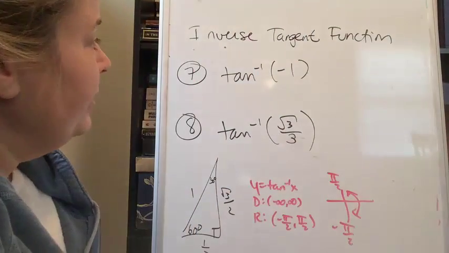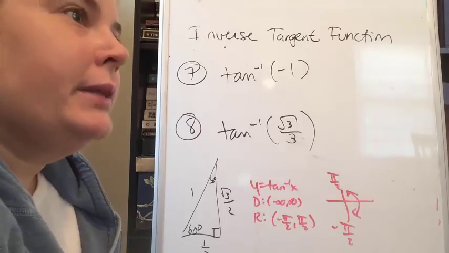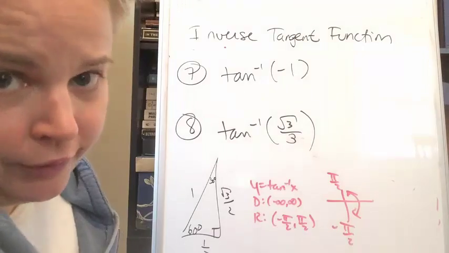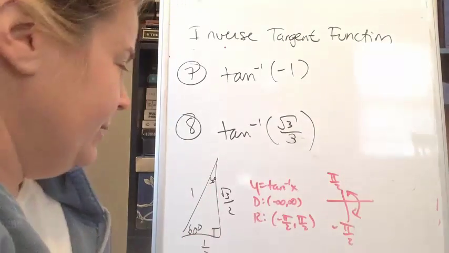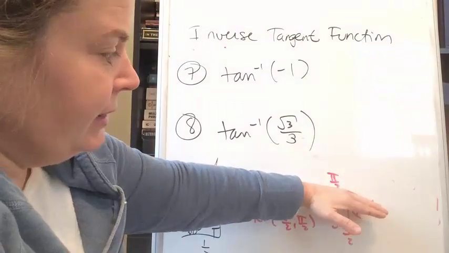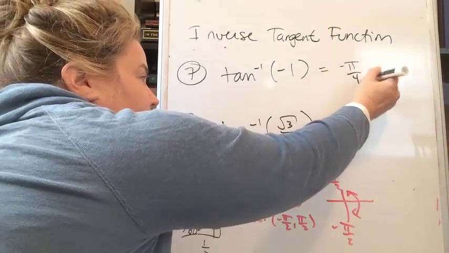Okay, so we have the inverse tangent function of -1. So first I have to think, when is tangent equal to 1? And hopefully you have that one memorized. That's 45 degrees. However, it is negative. So we have to be careful. It's going to be in the fourth quadrant, said in the negative direction. So that would be -pi/4.